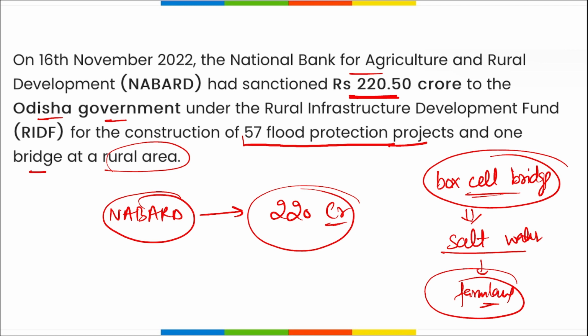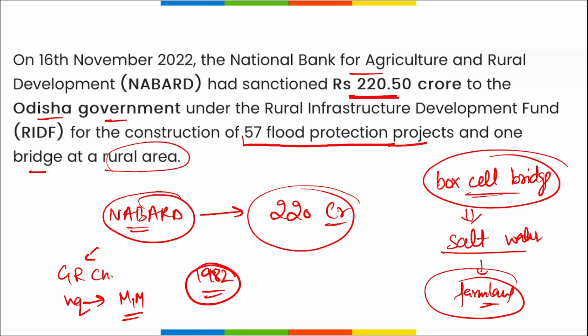Coming back to Nabard, who is the chairman? G.R. Chintala is the current chairman of Nabard. Where is the headquarter of Nabard? It is in Mumbai, Maharashtra. And when was it established? Nabard was established in 1982.